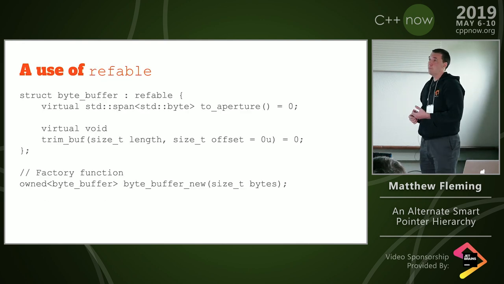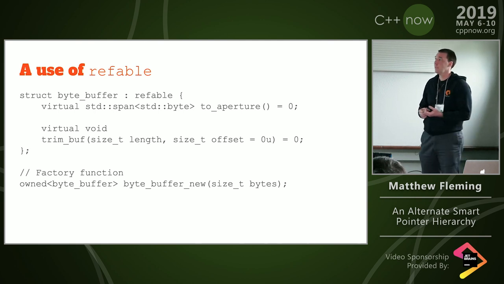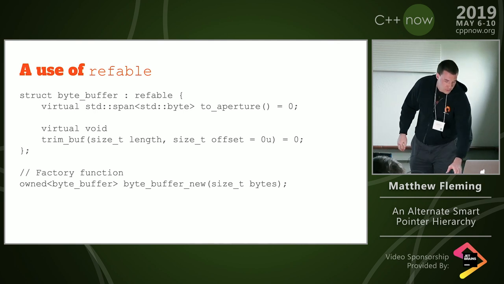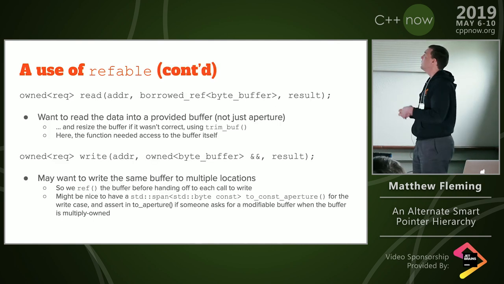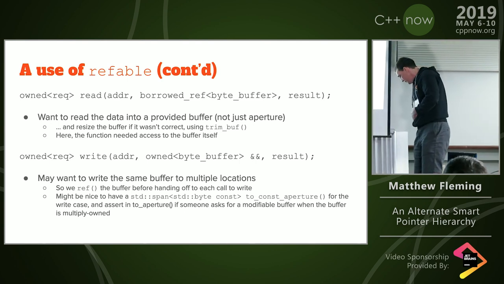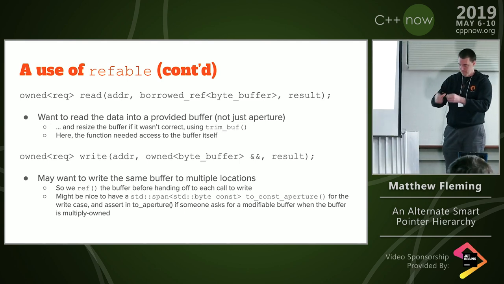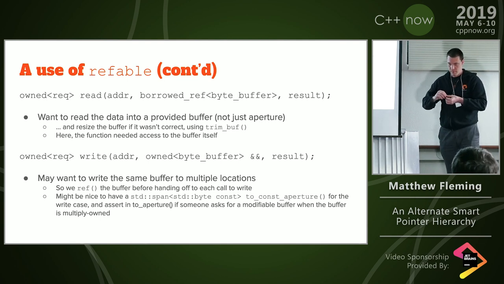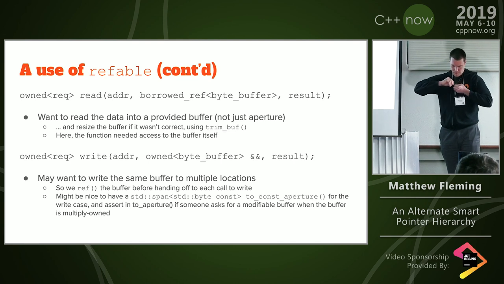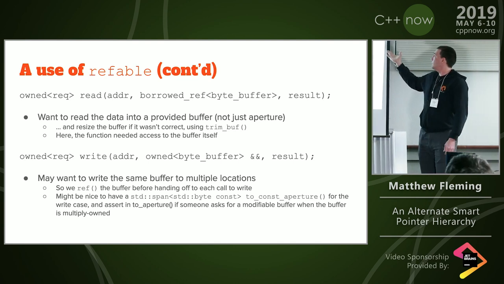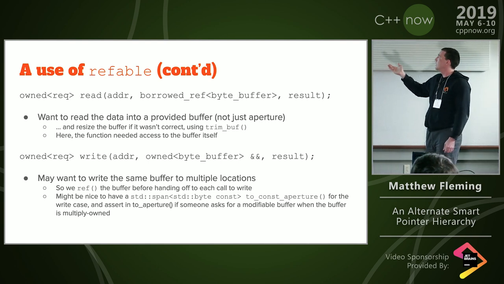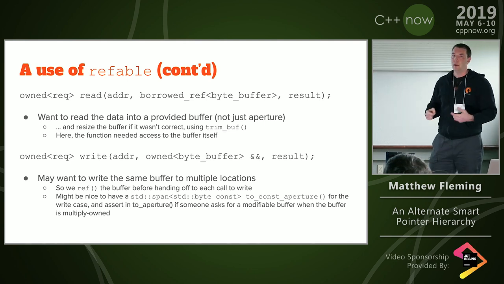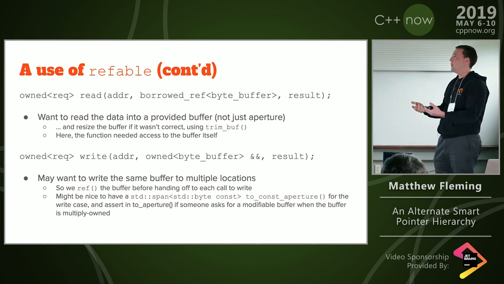So maybe my byte buffers actually have multiple ownership. And nothing changed except it's refable instead of disposable. And so what that allows me to do, when I call read, I just pass it a gesture. When I call read, everything looks the same. Read and write look the same. I pass in ownership. If I want to pass in the same buffer to multiple calls to write, I just ref the buffer along the way. And the same memory is being used. I've just got an updated reference count.